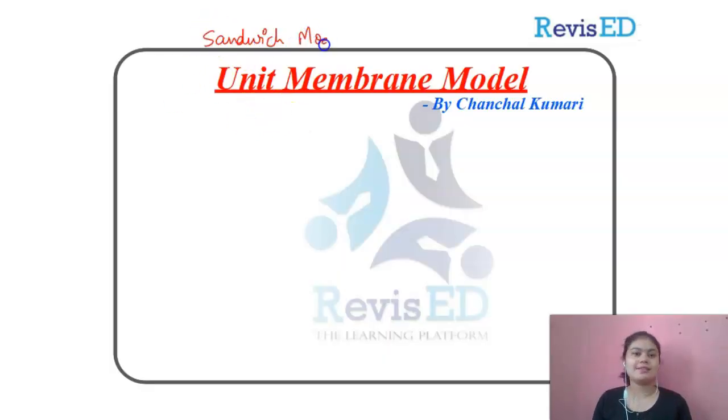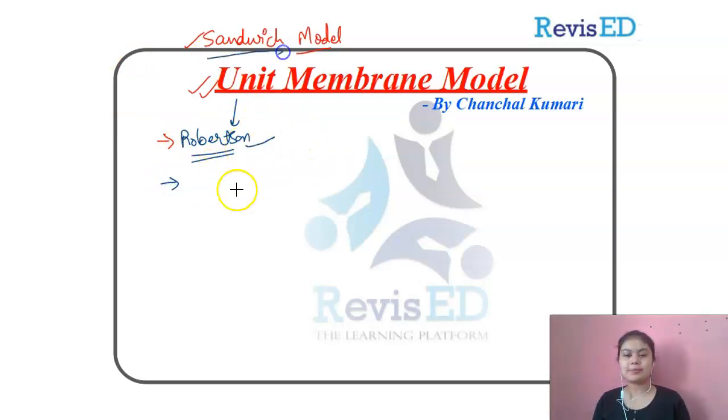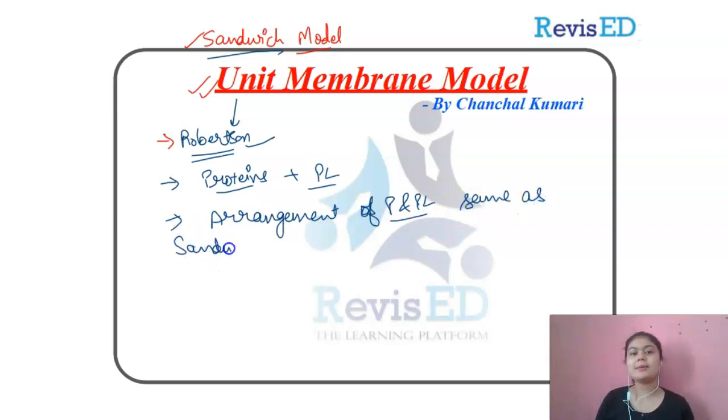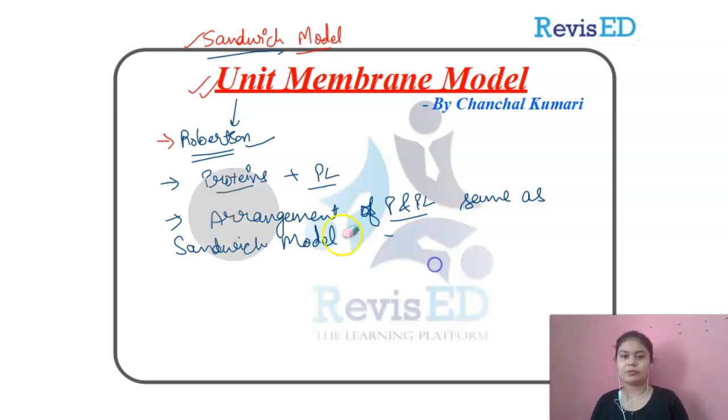So in the previous class, we studied the sandwich model. And now we are going to study the unit membrane model, which was given by Robertson. Actually, he just re-explained the sandwich model. He also tells us that the plasma membrane is made up of proteins and a phospholipid layer, right? And he also said that there is a bilayer of phospholipid and the proteins are present on either side of the phospholipid layer.